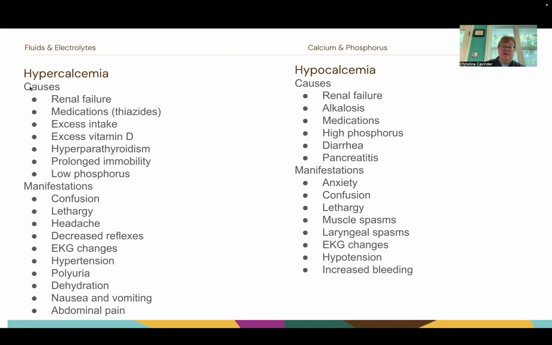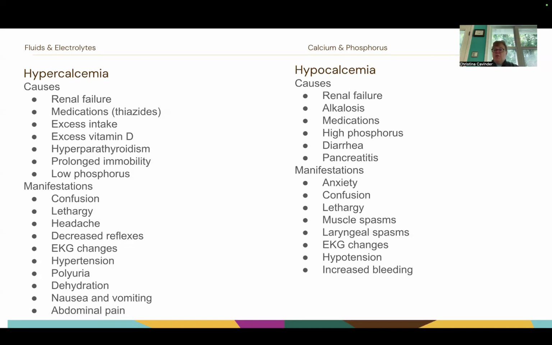Hypercalcemia, see again, we've got the renal failure. The kidney is very important with electrolyte balances. Medications such as the thiazides will cause hypercalcemia. Excess intake, taking too much calcium, excess vitamin D. I know some people who take a lot of vitamin D, and I've never known them to have problems, but it is something to keep in mind.